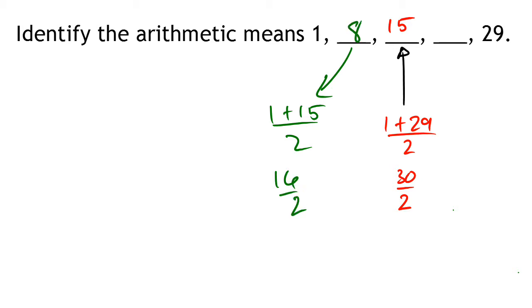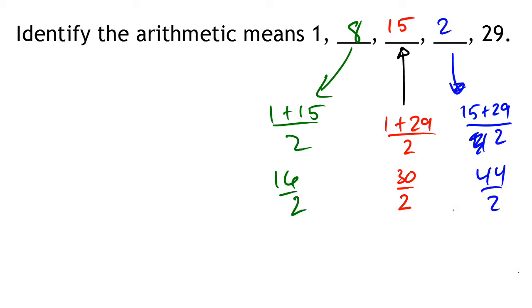And then the last value here is this one. The arithmetic mean here is going to be 15 plus 29. When I add 15 and 29, I believe I get 44, divided by 2. And 44 divided by 2 is the number 22. So the arithmetic means that I have here are 8, 15, and 22. And each time I'm finding the one that's in between, or exactly between, two of the other values.